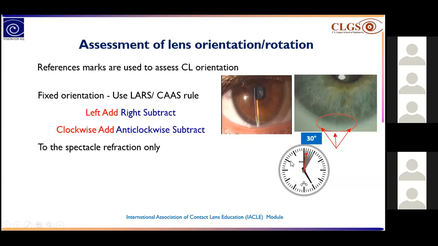Suppose the trial lens has three orientation markings, as I showed here, at 5, 6, and 7 o'clock positions of the lens, and the separation of each marking is 30 degrees. It means 1 clock hour is equal to 30 degrees. So if this 5 o'clock marking shifts to the 6 o'clock, it means the lens has rotated by 30 degrees, and up to 5 degrees of rotation will be considered clinically acceptable. And if it is more than 5 degrees, then we have to compensate that many degrees in the spectacle axis.